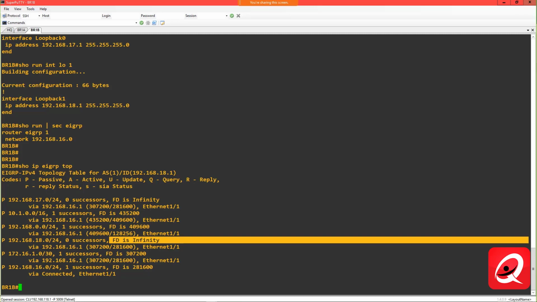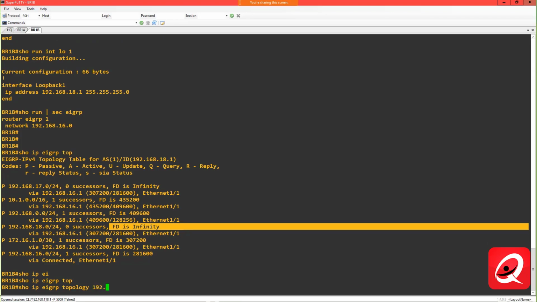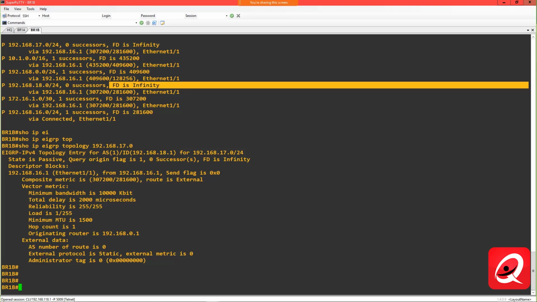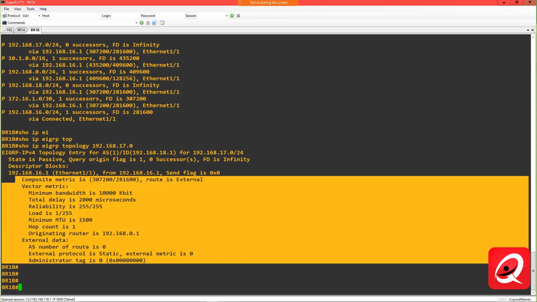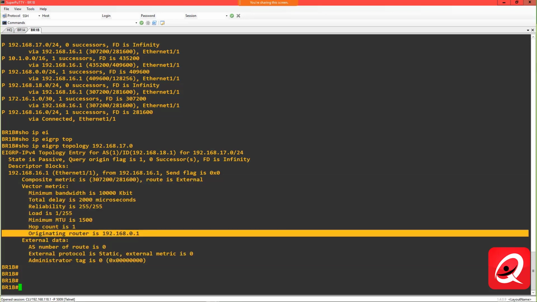All right. Let me do a show ip route. Now let me do a show ip eigrp topology 192.168.17.0 and see if we can see where it's coming from. Yeah, so it's coming from 16.1. So it is actually being advertised from BR1A as a route. The originating router is 192.168.0.1. That's the router ID of BR1A. So somehow these routes are getting into EIGRP. They're just not being locally injected into EIGRP from this router.